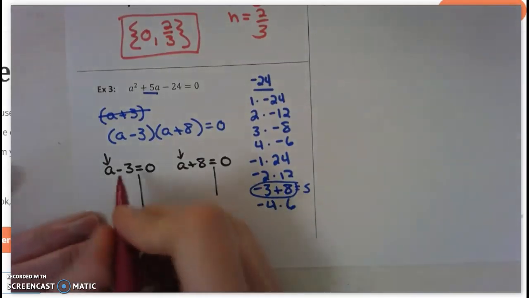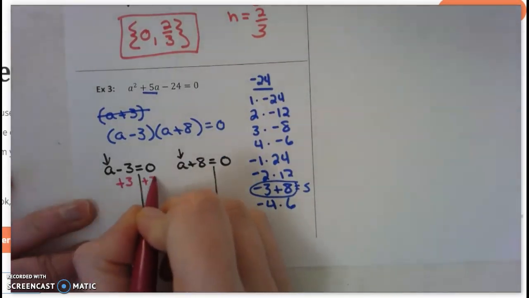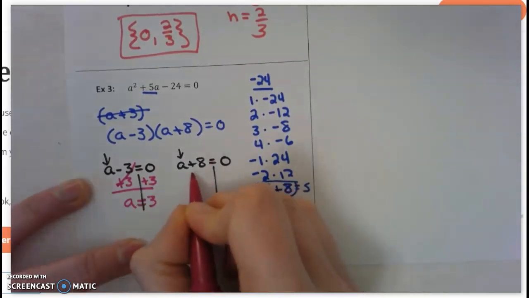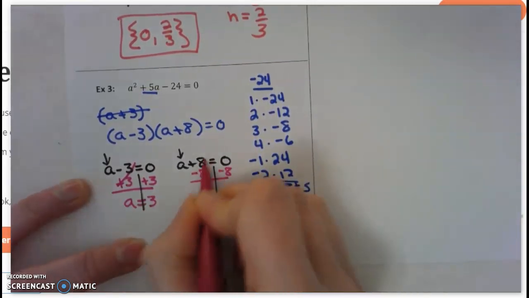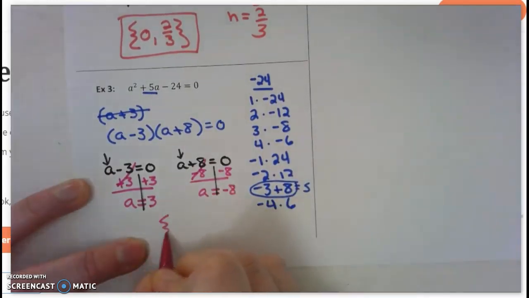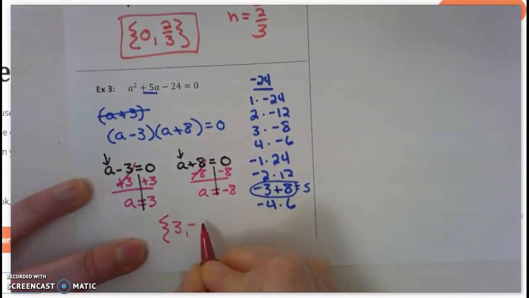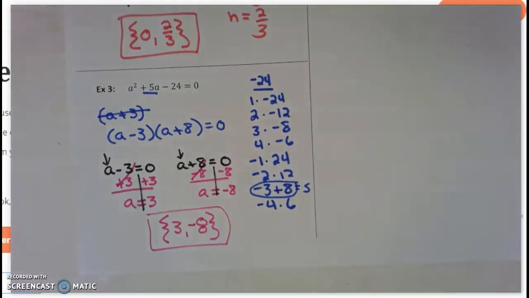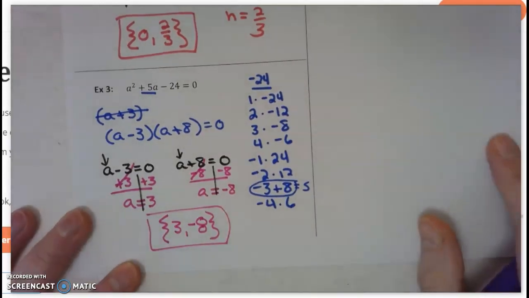For this first one, I add 3 to each side so that we have a is equal to positive 3. On the next one, I subtract 8 from each side, and that gives me a equals negative 8. So for my final answer, I'm going to put them together, positive 3 and negative 8. Now that is the first kind of factoring that we learned how to do, but there is another type of factoring that you are going to have to remember.